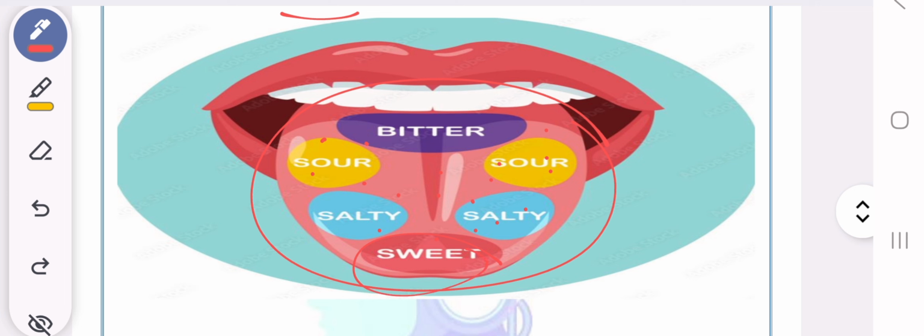So, the first part of your tongue can taste the sweet food. The second part, salty. The third part, sour. And the part at the end, bitter taste. So we can taste by our tongue because we have taste buds.